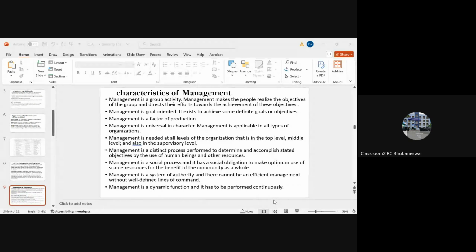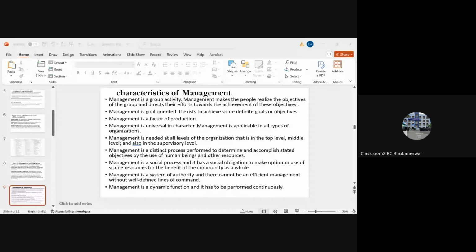Management is a social process, and it has a social obligation to make optimum use of scarce resources for the benefit of the community as a whole. Management is a system of authority, and there cannot be efficient management without well-defined lines of command. Management is a dynamic function, and it has to be performed continuously. So these are the different characteristics of management. Without all these characteristics, we cannot think about the proper management of any organization, of any institution.